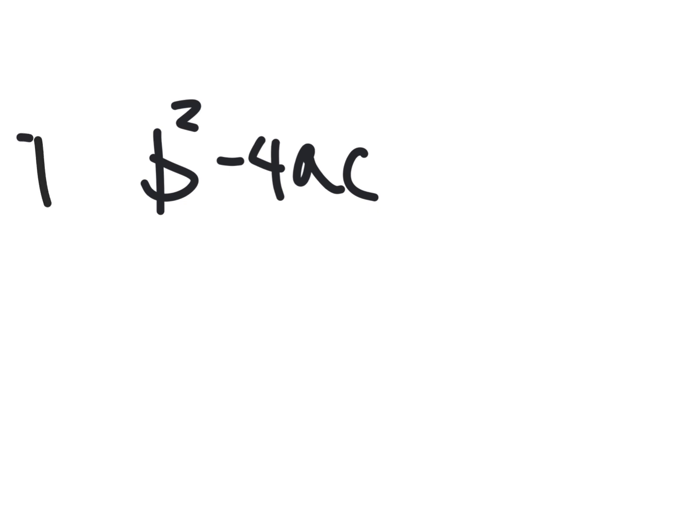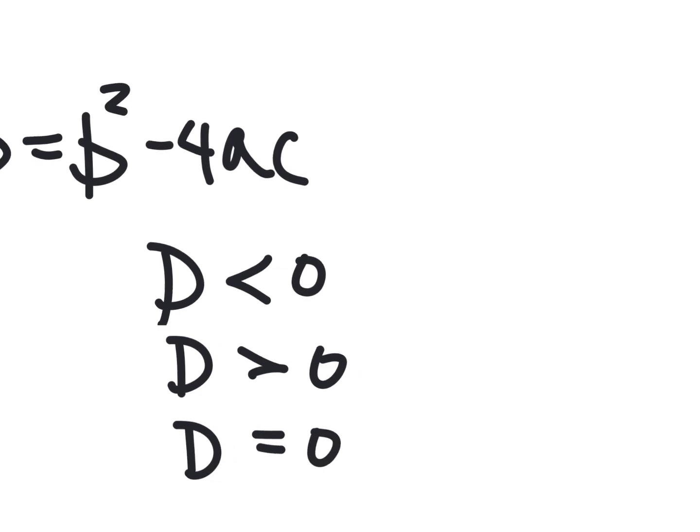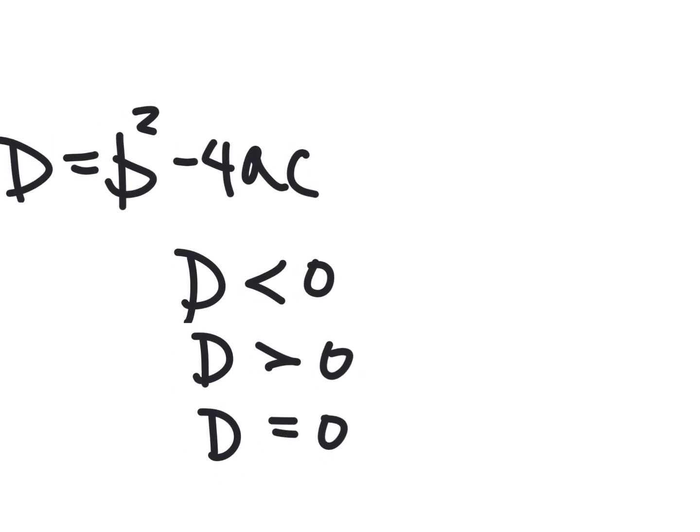I'm going to call this the discriminant. What if the discriminant is negative? What if the discriminant is positive? And what if the discriminant is 0? There's 3 different things that you know then.